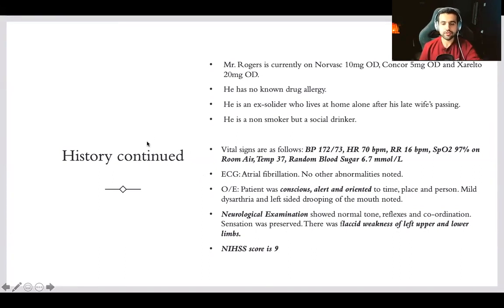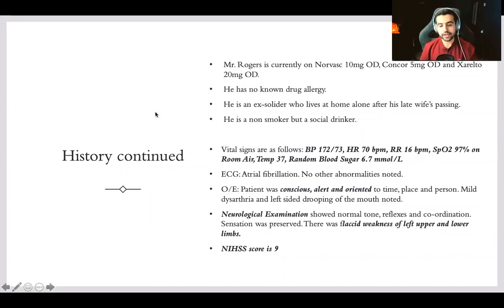Next after that, if you're the one doing the vitals, or if you receive this patient afterwards, you want to do the vitals. So these are the vitals. You want your ECG findings. You want your examination, so you do the examination. He was conscious, alert, and oriented. And I only mentioned here the neurological examination just for the sake of time.